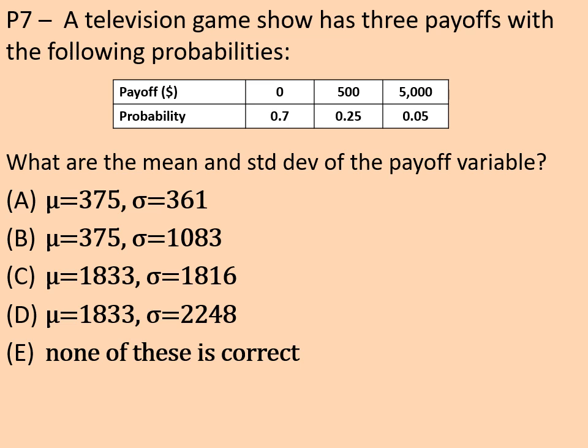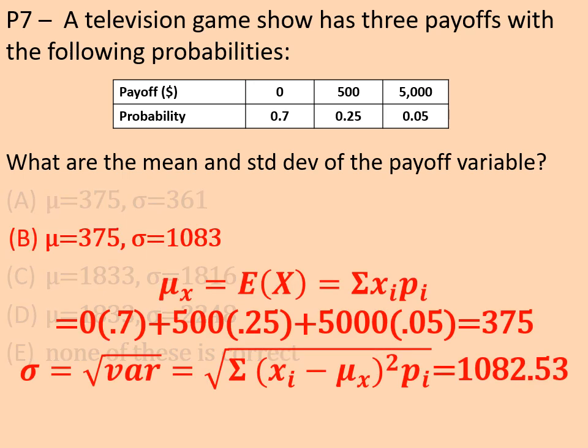You could do this by hand because the number of payoffs is so few, 3, but you can also use your calculator to do this using your lists. In general, the expected value is going to be the payout times its probability, so 375. If you weren't able to calculate the standard deviation, at least you could probably narrow down your choices. But you could do this in your calculator.